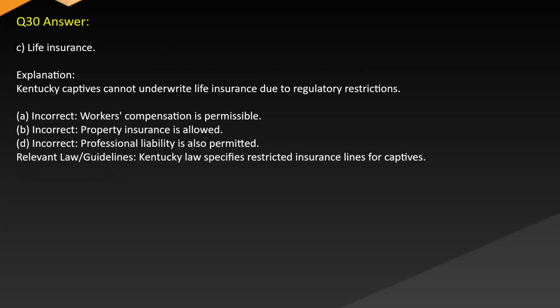Answer: C. Life insurance. Explanation: Kentucky captives cannot underwrite life insurance due to regulatory restrictions. A. Incorrect. Workers' compensation is permissible. B. Incorrect. Property insurance is allowed. D. Incorrect. Professional liability is also permitted. Relevant law guidelines: Kentucky law specifies restricted insurance lines for captives.